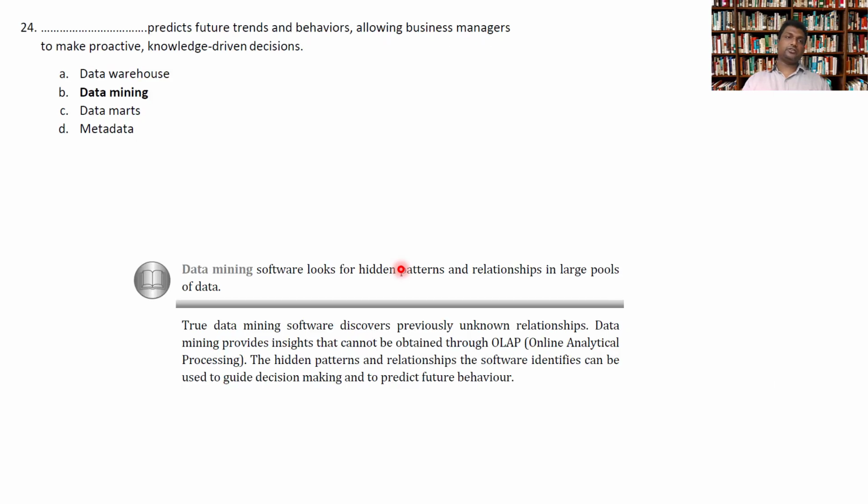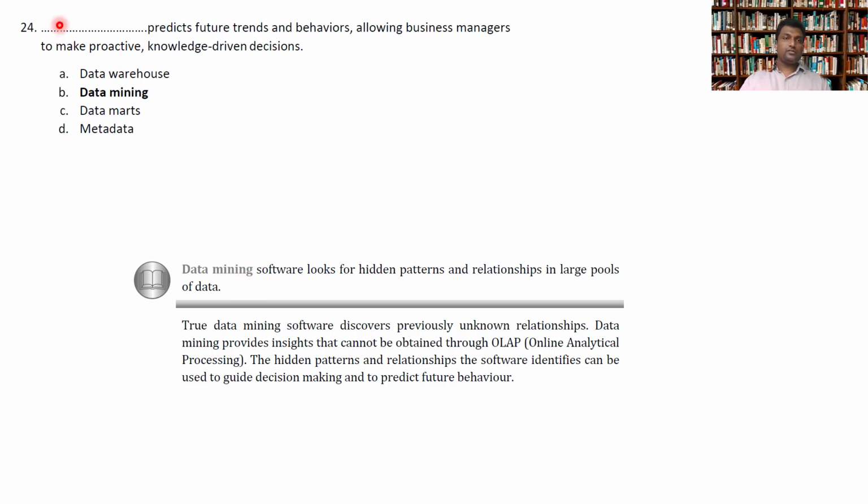Now we are moving to question number 24. The answer is data mining. So I have taken this section again. We earlier also discussed that data mining is about identifying hidden patterns and relationships in a large pool of data. This is a bit different from online analytical processing, where the analysis is happening then and there, when the data is being collected. But data mining is not a live process. This is applied to data which is collected previously.